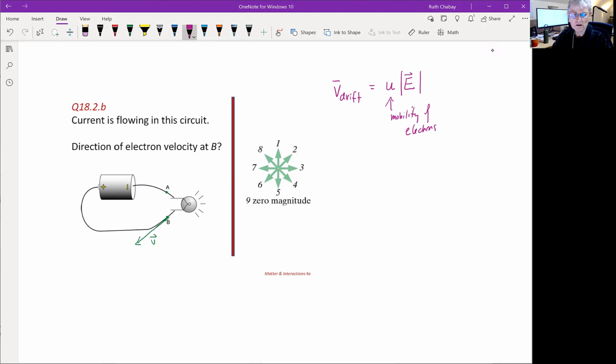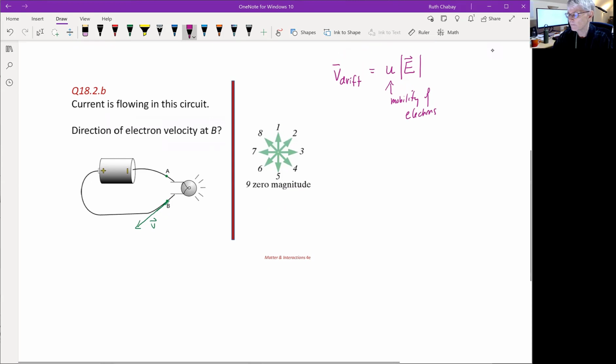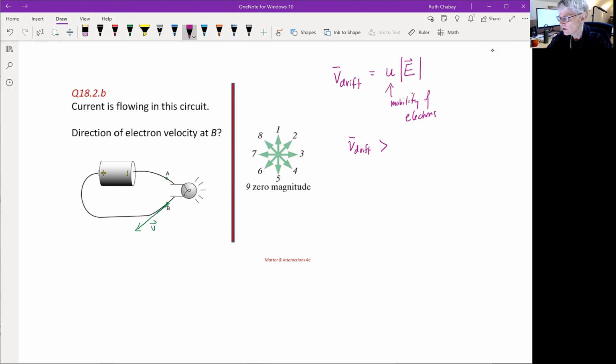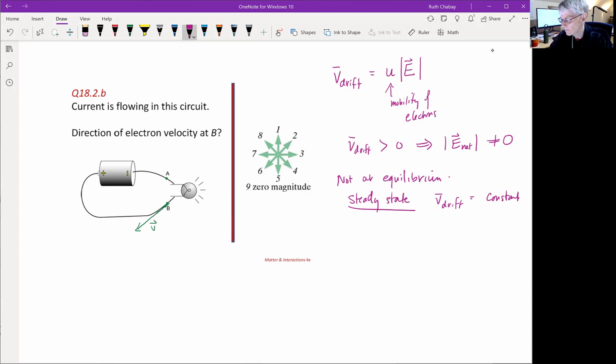So this implies actually that if the drift speed is greater than zero, that implies that the magnitude of the net electric field, E net, inside the wire is also not zero. And this means that we're not at equilibrium. We are in the steady state, where the drift speed is constant, but not zero.